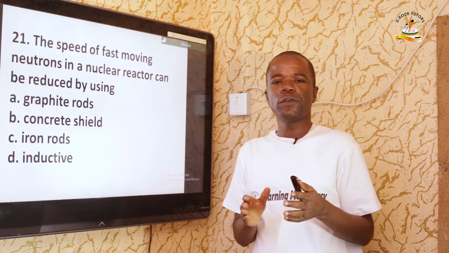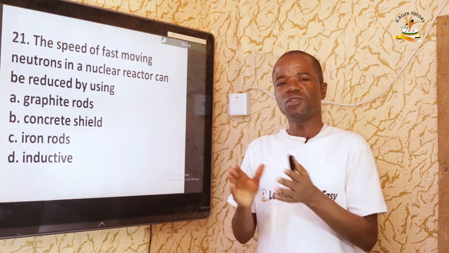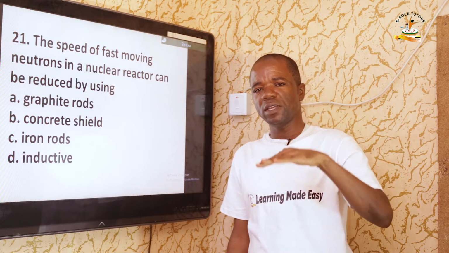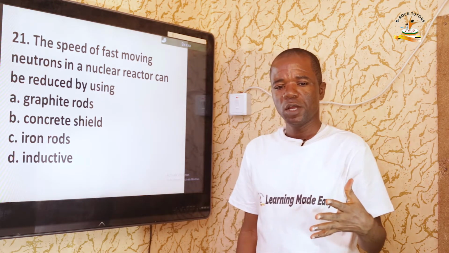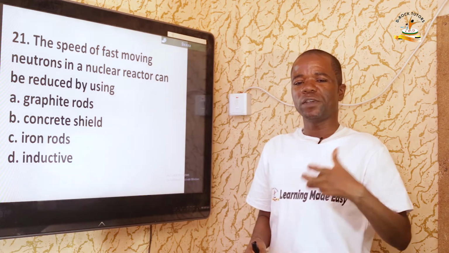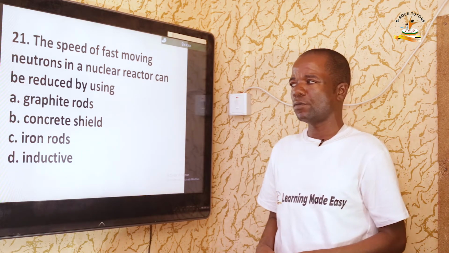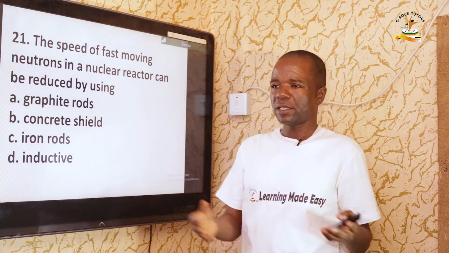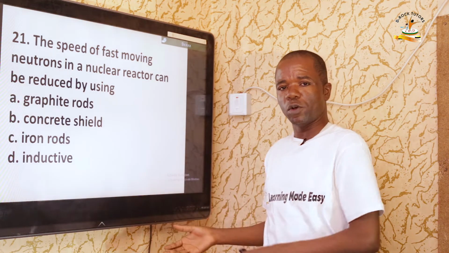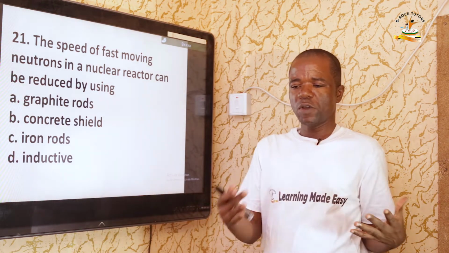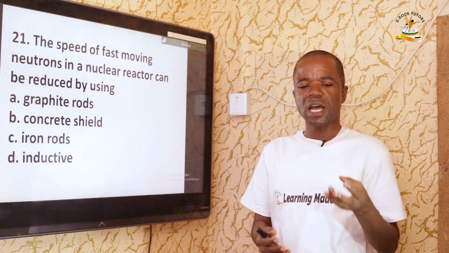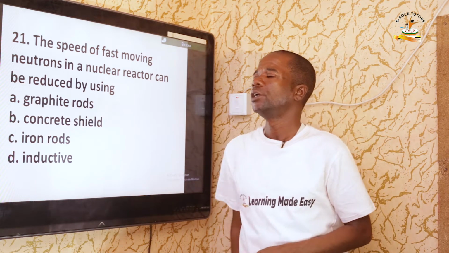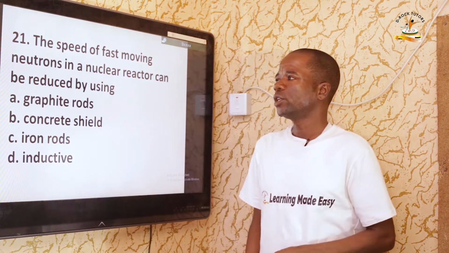Now, don't be confused. A moderator is different from a control rod. Whereas a moderator is used in slowing down fast-moving neutrons, a control rod is used in absorbing all these fast-moving neutrons. So, an example of a moderator is graphite rod. Another example is deuterium or heavy water. Whereas for control rod, examples of materials used are cadmium and boron rod. So the correct answer here is option A. Let's go to number 22.